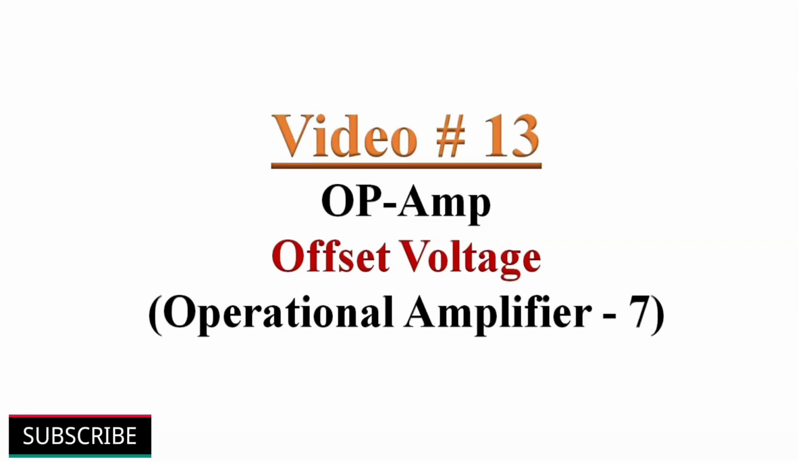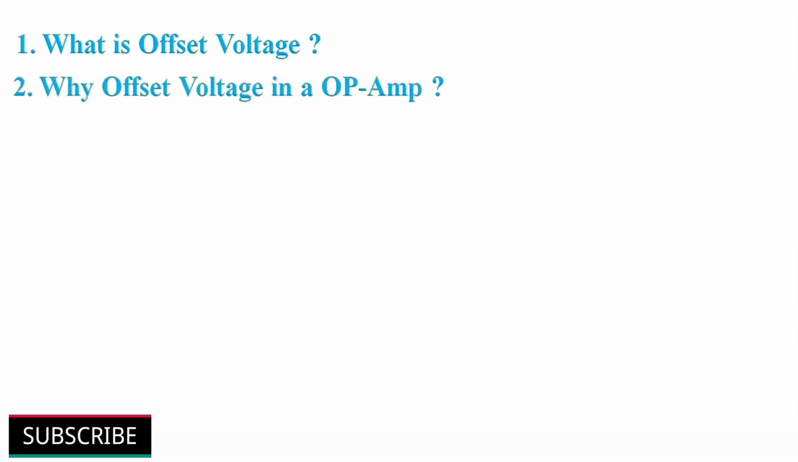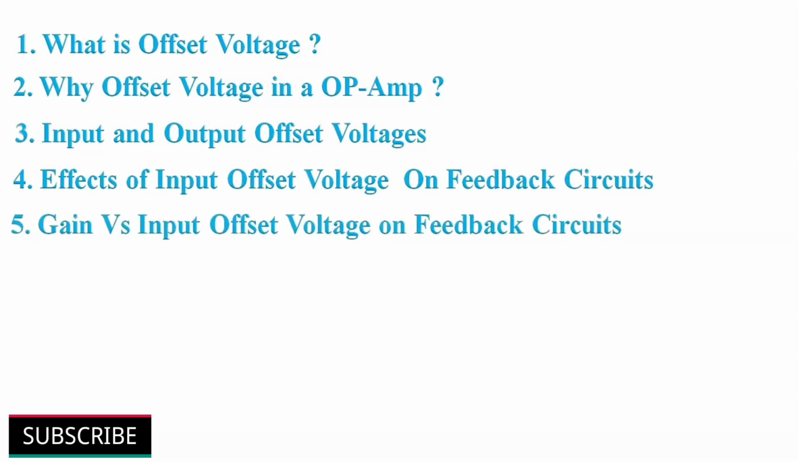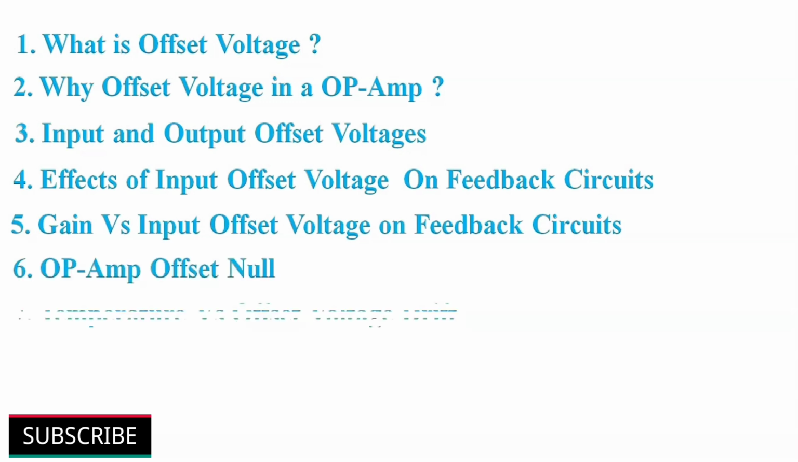Today we will learn about offset voltage of operational amplifier. The topics covered in this video are: what is offset voltage, why offset voltage appears in op-amp, what are input and output offset voltages, effects of input offset voltage on feedback circuits, gain versus input offset voltage effect on feedback circuits, op-amp offset null, how change in temperature causes offset voltage drift.